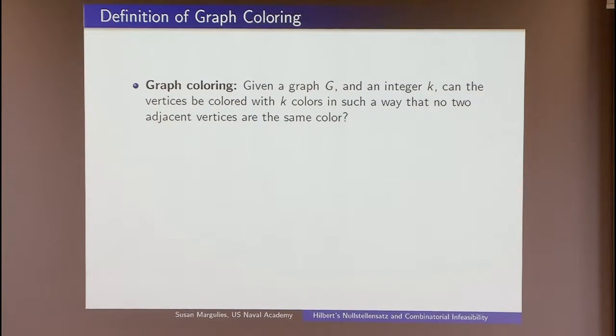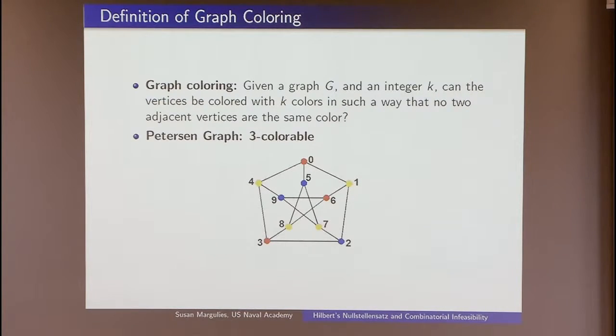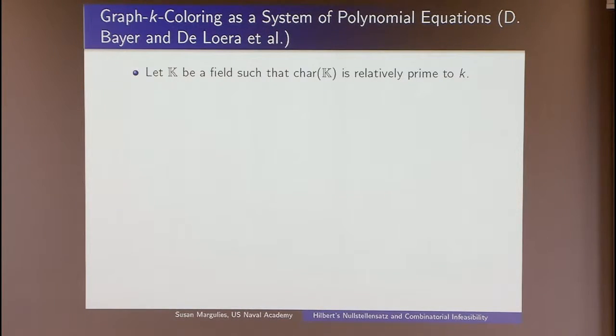So, given a graph G and an integer k, can the vertices be colored with k colors in such a way that no two adjacent vertices are the same color? No problem at all. Here's our trusty Petersen graph. 3-colorable, as we know and love. So now we want to represent this as a system of polynomial equations. So we're going to use a field K such that the characteristic of K is relatively prime to the coloring number.